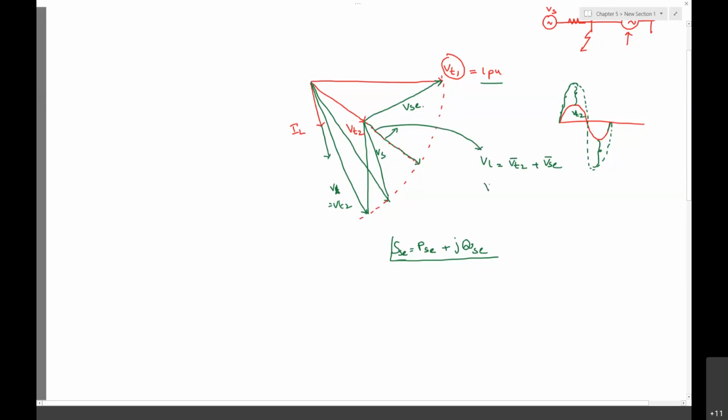With respect to the VL, the IL makes an angle of phi. And then the VSC and the IL at an angle of phi is equivalent to this power of SSE. This is what we see.